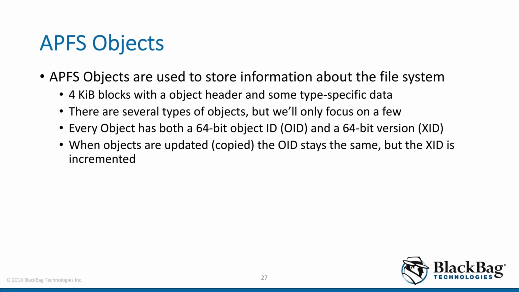So every time this object is updated, and again, APFS is copy on write, so when we update an object, what we're actually doing is creating a new version of this object somewhere else on disk that has a different version, and maybe marking the old object to be deleted. The object ID will stay the same, but the XID will be incremented. So if there are multiple versions of this object on the file system, the one with the higher XID is always going to be the newer object.